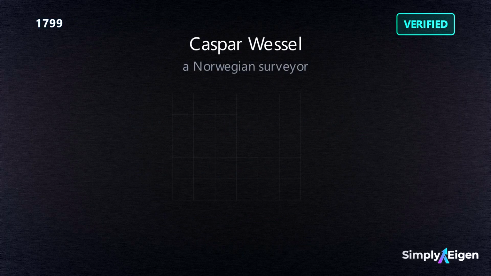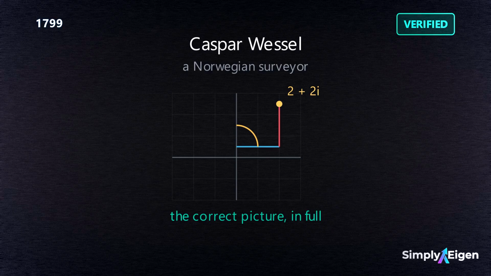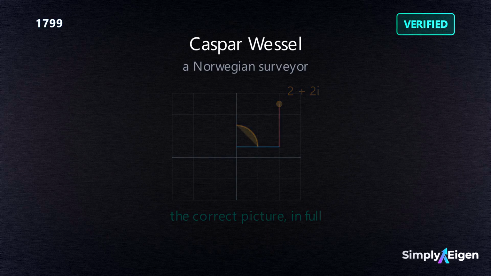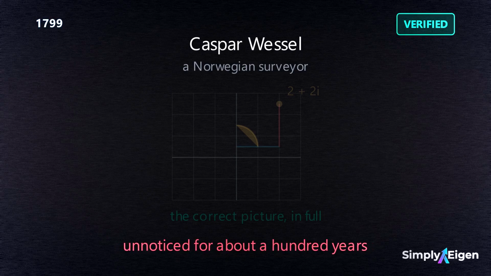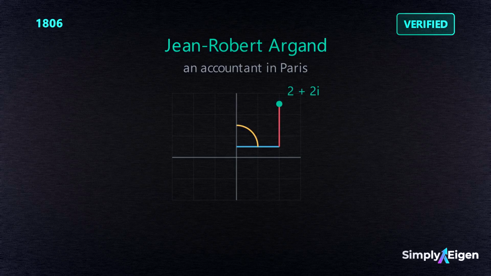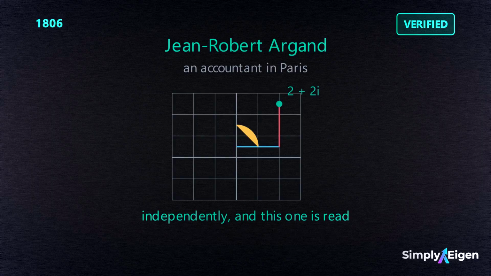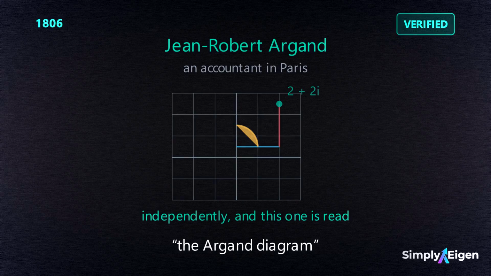Here is the part I find hardest to forgive. That picture, the plane, the turning, all of it, was published in 1799 by a Norwegian surveyor called Caspar Wessel. He got it completely right. And nobody read it. It sat unnoticed for about 100 years. 7 years later, Jean-Robert Argand, an accountant in Paris, worked it out again independently and published it himself. That one caught. It is why you will hear the complex plane called an Argand diagram, which is a little unfair to a Norwegian surveyor.